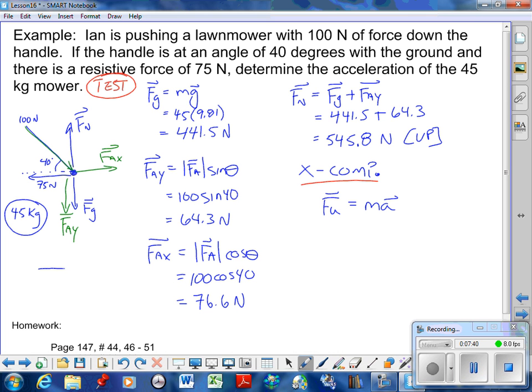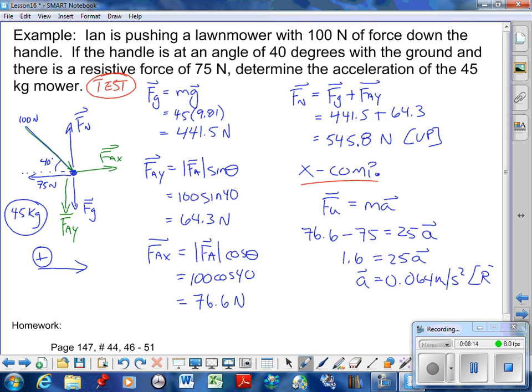Again, I always assume to the right is positive. That's my convention. So that means I'm going to take my FAX value, the 76.6, minus the force due to friction, which is 75. Mass is 25, and the acceleration is there. When we look at this, it is going to be a very small value. 1.6 equals 25a. So if we do that division, it's going to be very, very small, and it actually turns out to be 0.064 meters per second squared. And according to my diagram, it's going to the right.